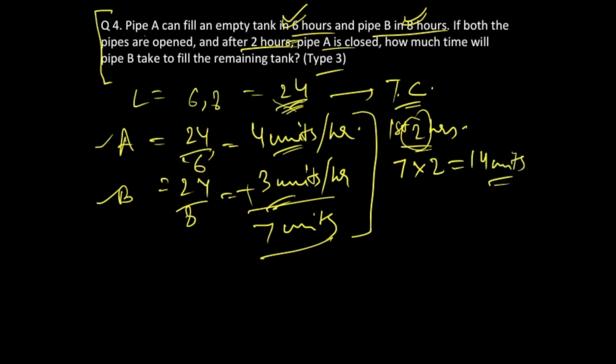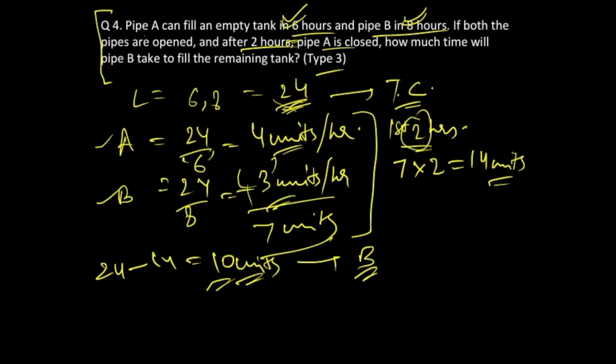And with the overall capacity being 24 units, the remaining capacity of the tank is 24 minus 14, so it is going to be 10 units. So 10 units is the remaining capacity of the tank, which has to be filled by pipe B alone. We know the efficiency of pipe B, that is 3 units. So the remaining 10 units will be filled in 10 upon 3, it is going to be 3 1 by 3 hours, right?